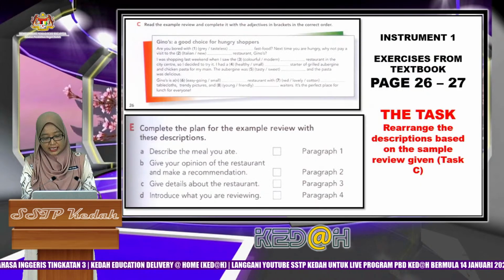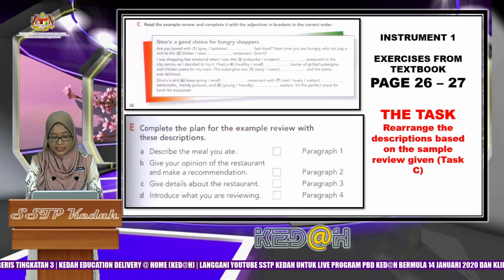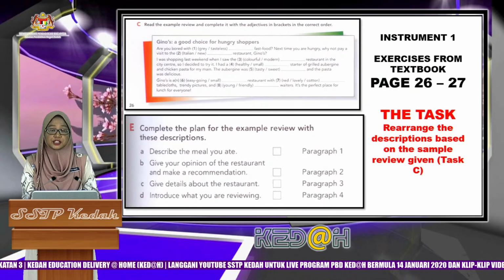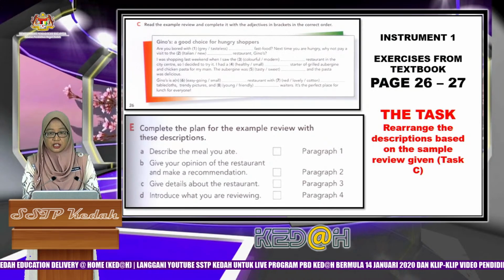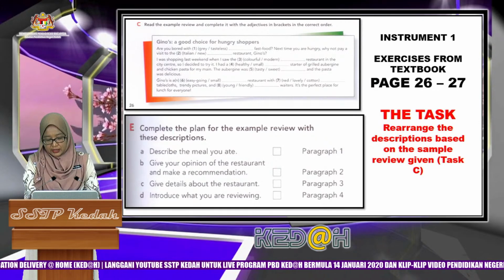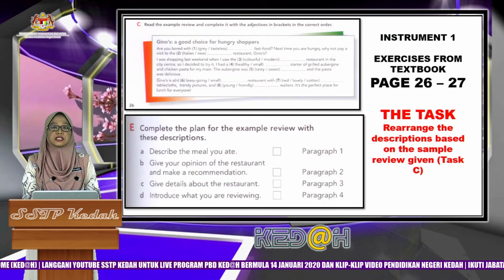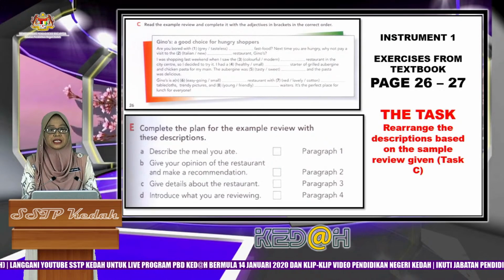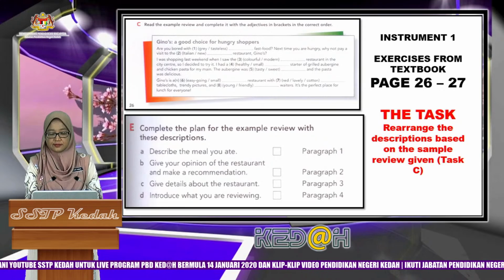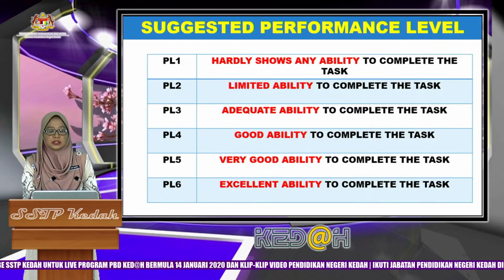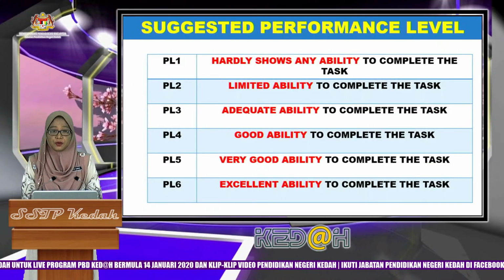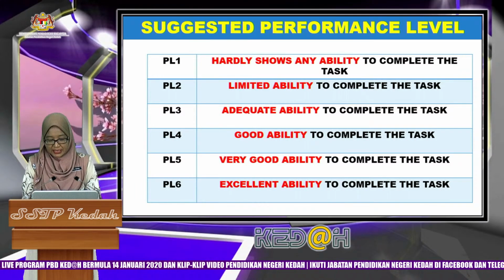Okay, so here is instrument 1 for the assessment. This is from the textbook, page 26 to 27. The pupils are required to rearrange the descriptions based on the review given in task C. So in order to award them with appropriate performance level, I will be observing their ability to complete the task.